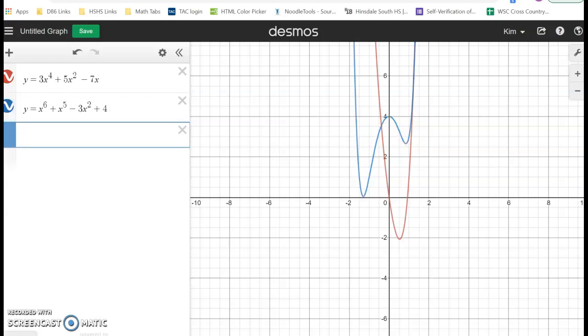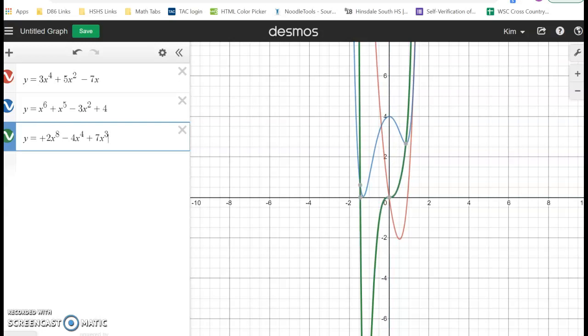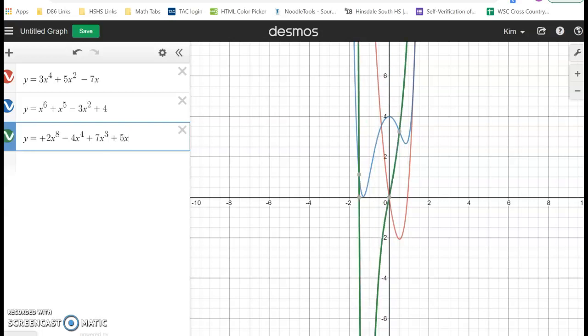So again, I want another even degree polynomial. And I want this even degree polynomial to have a positive lead coefficient. So I'm going to do positive. Let's do 2x to the 8th. I'm trying to get the highest positive coefficients that I can think of. Minus 4x to the 4th plus 7x cubed. I'm just making these up all over the place. Whoa, these are crazy, huh? Plus 5x minus 3. All right, so now the green one goes back to having 2 intercepts.